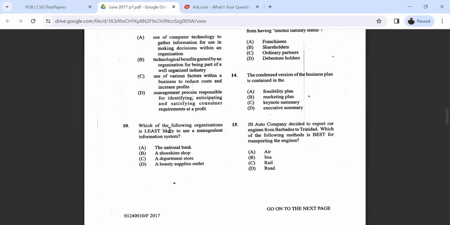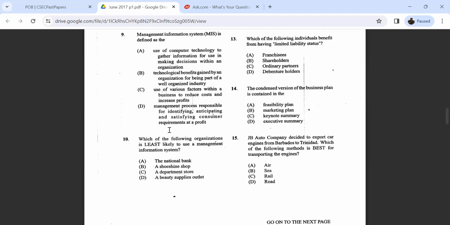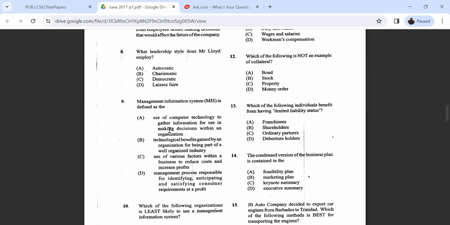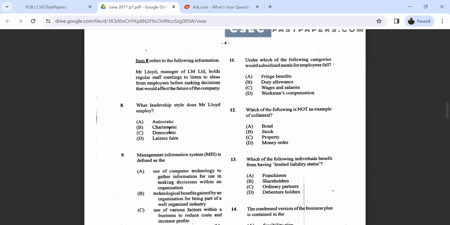Number 10, which of the following organizations is least likely to use a management information system? The smaller the organization, the less likely they are to use a management information system. So what would be the answer? So B, the shoe shine shop. Most likely they're not going to use a management information system, right?